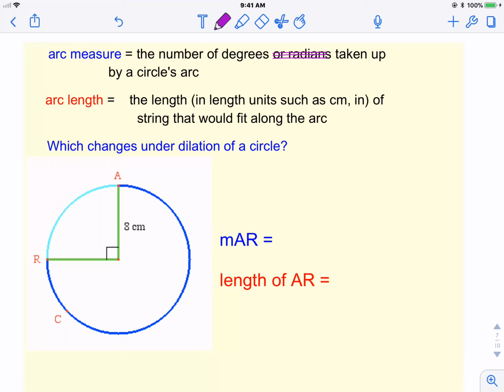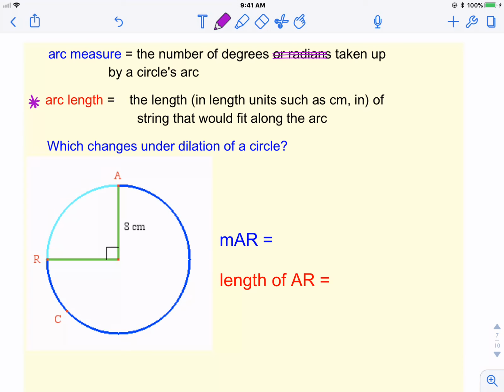Arc length, however, is different. With arc length, you want to think about string. Arc measure on my clock in the classroom versus on the Allen Bradley clock would be the same between 3 o'clock and 3:24. What would not be the same is the physical length in feet, inches, miles, or centimeters that a string would take if we laid it upon that arc. Those arcs would be equal in measure, but not equal in arc length. They would not be congruent.